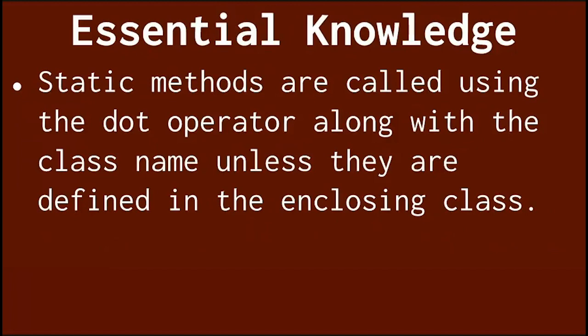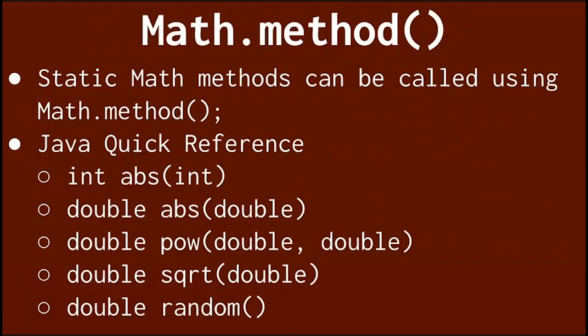So it's going to be Math dot whatever method you want. That's why it says dot operator along with the class name. So it's going to be Math dot whatever method you're using. Oh, it says it right here, so it kind of makes more sense. So it's Math dot whatever method you're using for the static Math methods, and you can use abs, pow, sqrt, random, and others with those methods for the Math class. And again, that's in the quick reference, so you don't have to memorize it, but the more comfortable you are with it, the better.